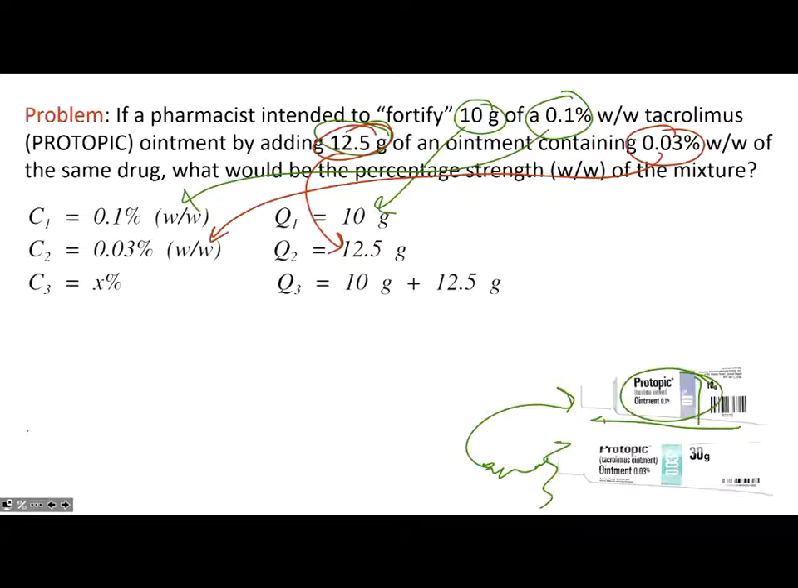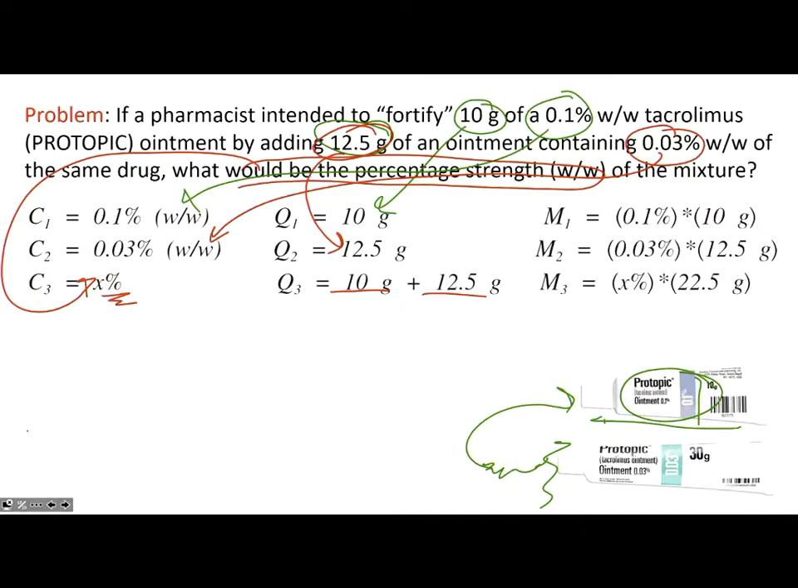My question to you is, when we mix all of those together, we will get what concentration? I don't know. That's what we're solving for. It wants to know what the final percent strength would be, so that's why C3 is X. We don't know what the combined concentration will be. Let me ask you this. Will you know what the combined quantity would be? Quantity doesn't just appear out of nowhere. If I started with a 10 gram tube, and then I add 12.5 grams, what's the final quantity? 22.5. The weights are additive. So you do know Q3. Even if you don't know its concentration, Q3 is going to be the sum of its two parts, so Q3 is essentially 22.5.